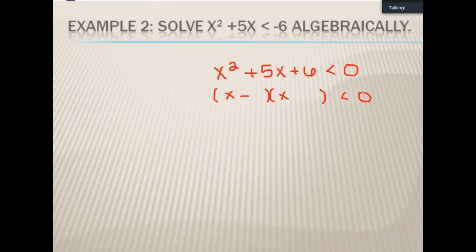So that means this factors as x plus 2, x plus 3. So my solution set is either going to be inside or outside. It is not going to include the roots. They're going to be open circles, which means my answer is going to have parentheses, not brackets.